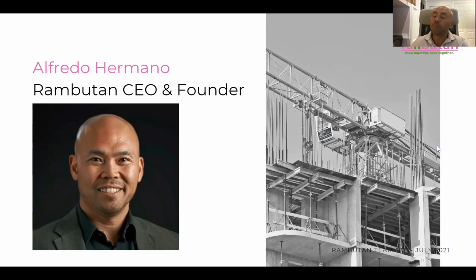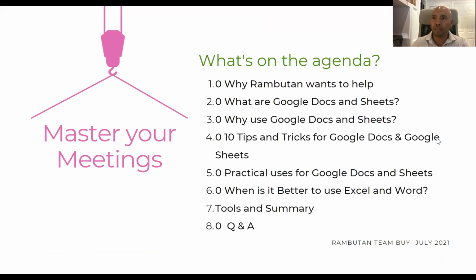Innovation and improvement has always been part of our business and has led us to the likes of Rambutan, and particularly the topic of today, which is utilizing Google Sheets and Docs. Next slide, please. So what's on the agenda? Number one, why Rambutan wants to help. Number two, what are Google Docs and Sheets? Number three, why use Google Docs and Sheets? Number four, 10 tips and tricks for Google Docs and Sheets.